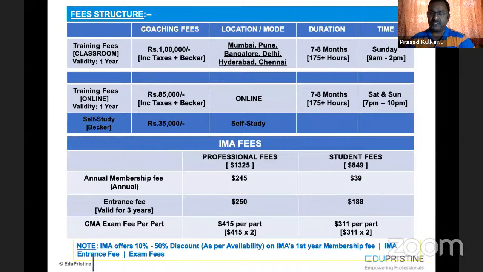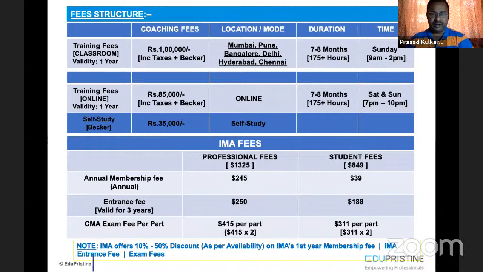The IMA fees, apart from this fees, there is a fees that you have to pay to the IMA. If you're a professional, the fees are $1,325. If you're a student, then the fees are $849. So the breakup is annual membership is 245 and 39 for professionals and students. Entrance fees 250 and 188 for professionals and students. And the CMA exam fee is 415 per part for professionals and $311 per part for students.